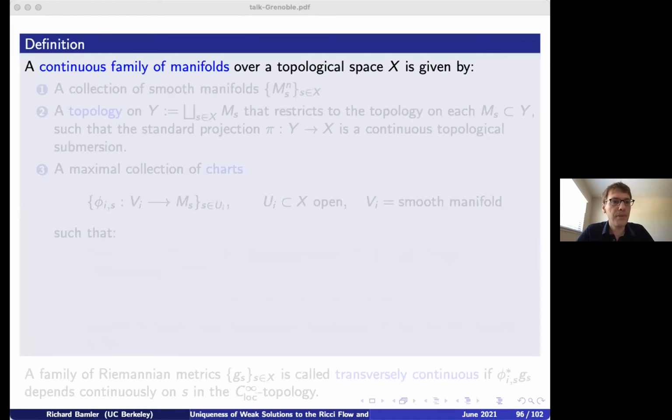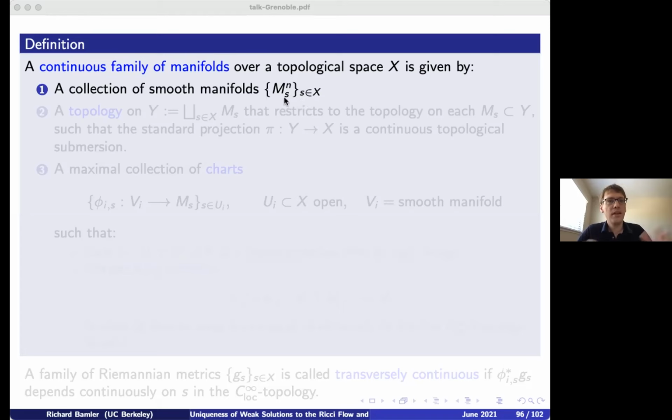So for the purposes of this talk, I'll define something that I call a continuous family of manifolds. I'm sure other people have come up with similar notions, but this is some of the terminology that we're using here. So a continuous family of manifolds should be something similar to what I showed on the previous slide. This is given by a topological space X over which we consider this family, and a collection of smooth manifolds of dimension n, parameterized by S in X.